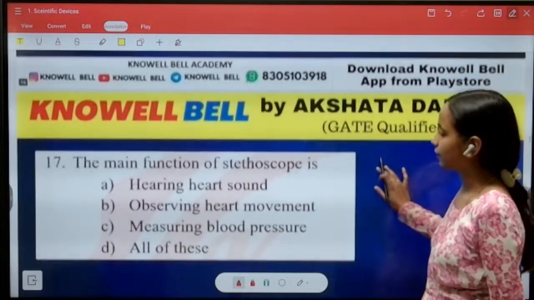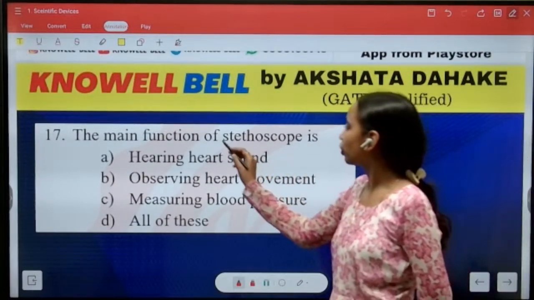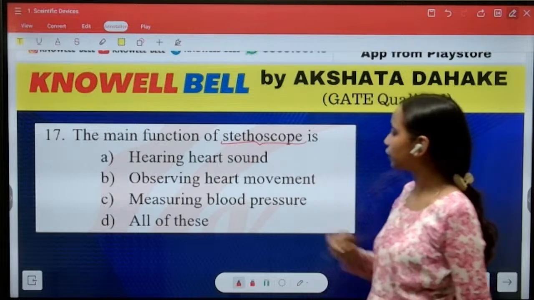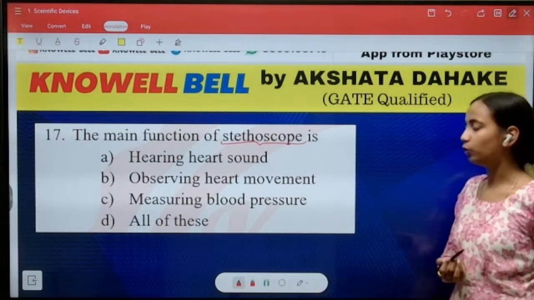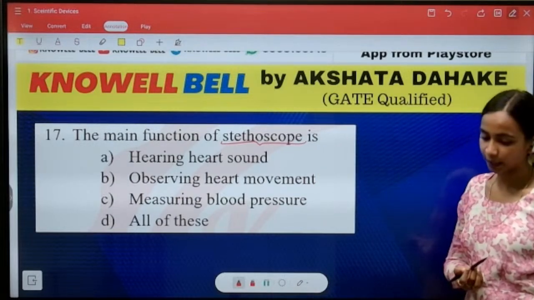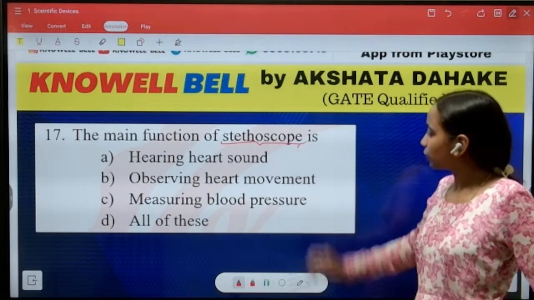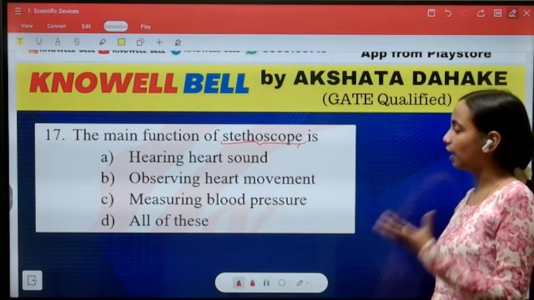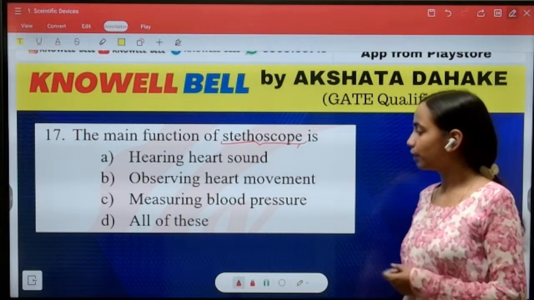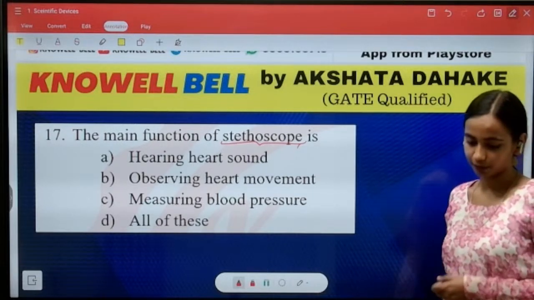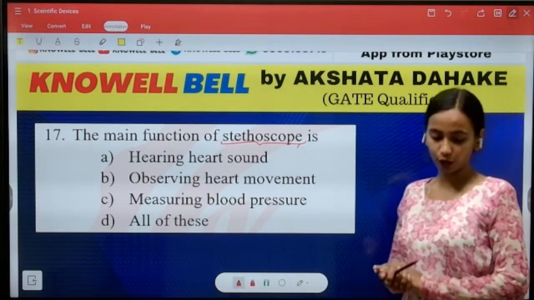Next question, question number 17. What is the main function of a stethoscope? Hearing heart sound, observing heart movement, measuring blood pressure, or all of these. What is the main function of a stethoscope?